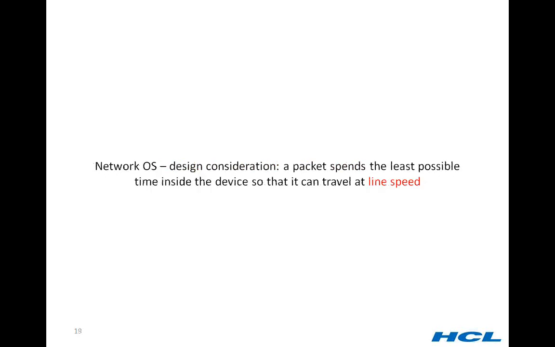So what's the single most important design consideration of a network operating system? To me, if we really put it in one statement, it is this: a packet should spend the least possible time inside any device. It can be a router, a switch, a gateway, anything. So can we really ensure that a packet spends the least possible time so that it can always travel at line speed?